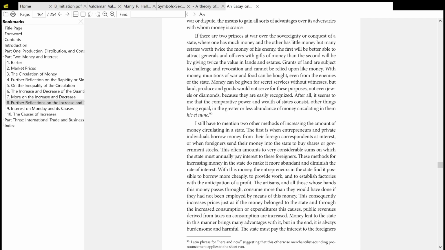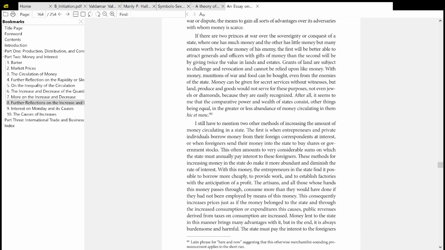I still have to mention 2 other methods of increasing the amount of money circulating in a state. The first is when entrepreneurs and private individuals borrow money from their foreign correspondents at interest, or when foreigners send their money into the state by buying shares or government stocks. This often amounts to very considerable sums on which the state must annually pay interest to these foreigners. These methods for increasing money in the state do make it more abundant and diminish the rate of interest. With this money, the entrepreneurs in the state find it possible to borrow more cheaply, to provide work, and to establish factories with the anticipation of profit.